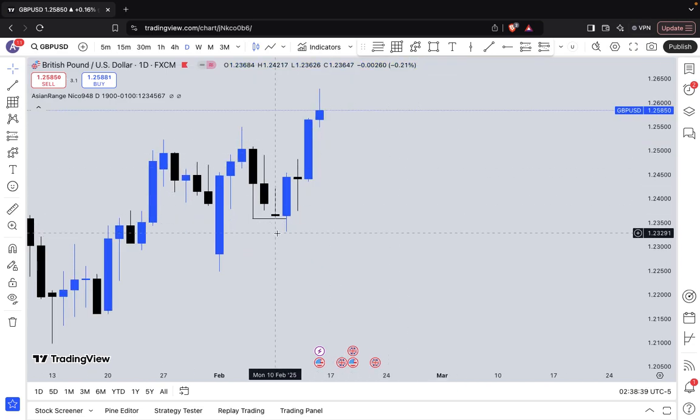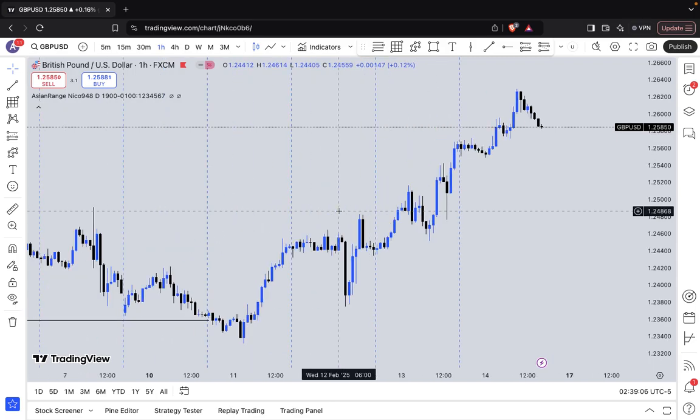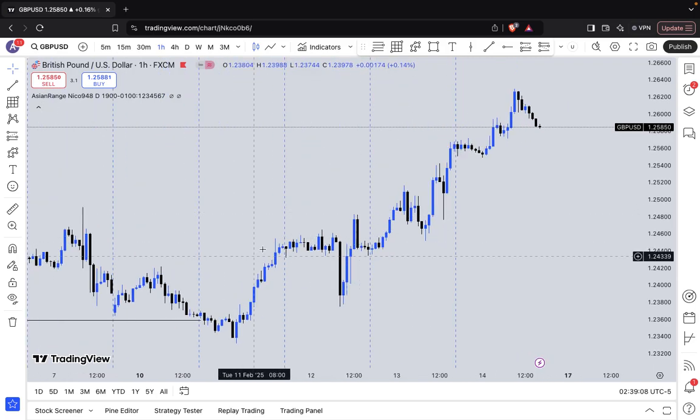So on the daily, I did not do anything on Monday. I was waiting for price to take out this liquidity, the previous day low candle. So on Tuesday, price does that. Then I went to the 1 hour time frame.